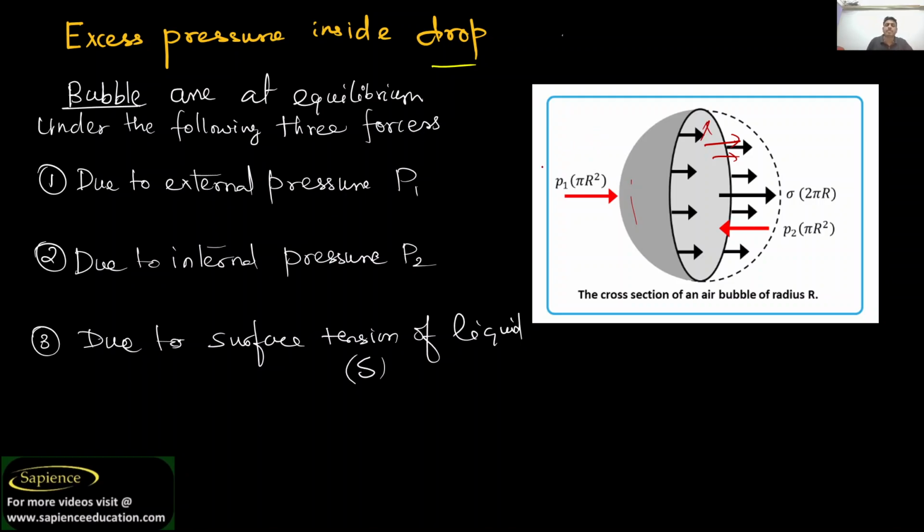Why is it happening? Let us consider a bubble in equilibrium under the following three forces. The bubble is in equilibrium: neither is it bursting, nor is it diminishing. Due to external pressure, suppose there is an external pressure P1, and due to internal pressure, P2 is the pressure inside the bubble. We are talking not about a liquid here, but about a bubble.